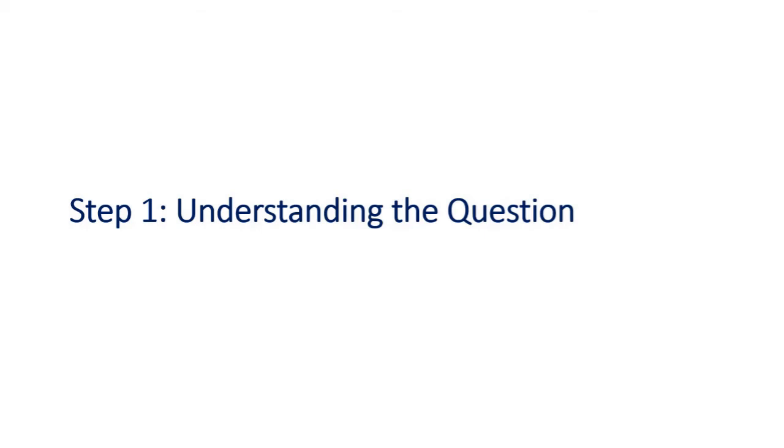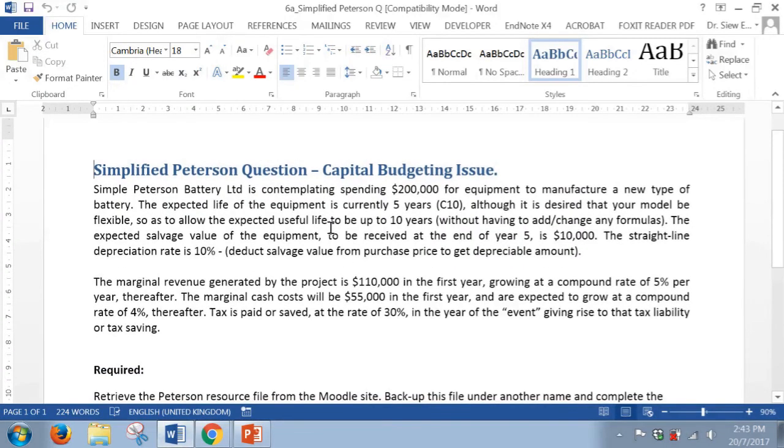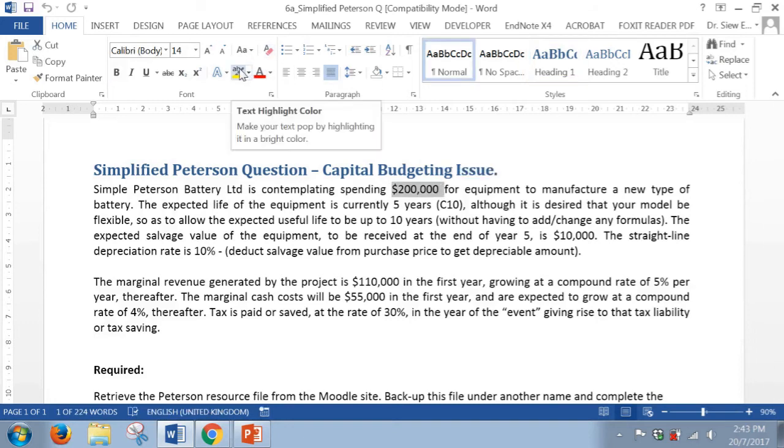Step 1. Understanding the question. This is the Peterson question. Let's go over it and examine and analyze what the requirements are. So 200,000 is the cost at year 0.